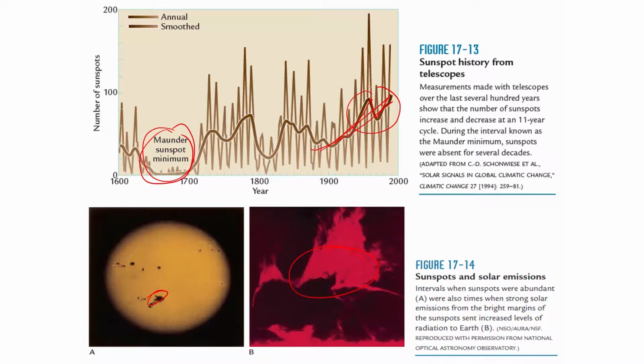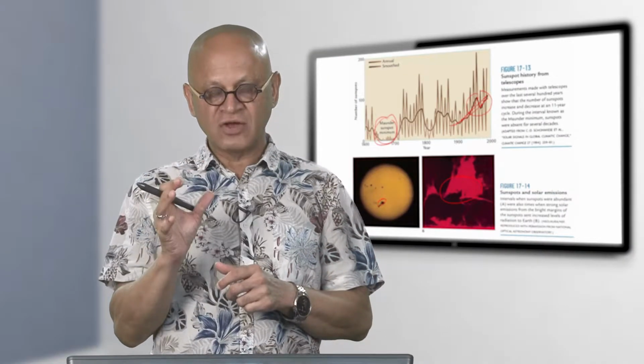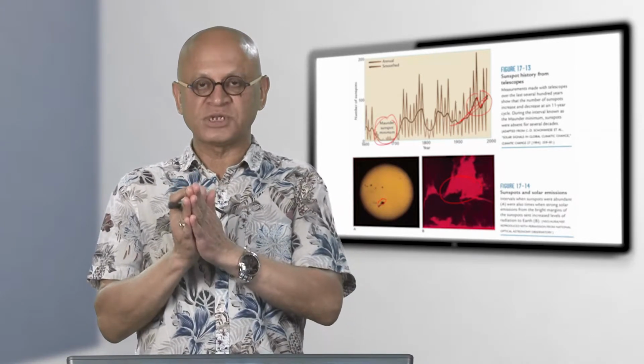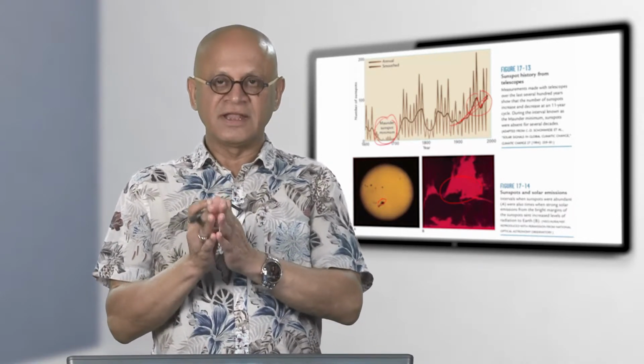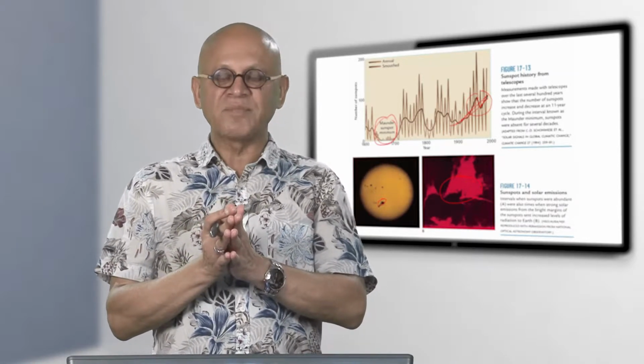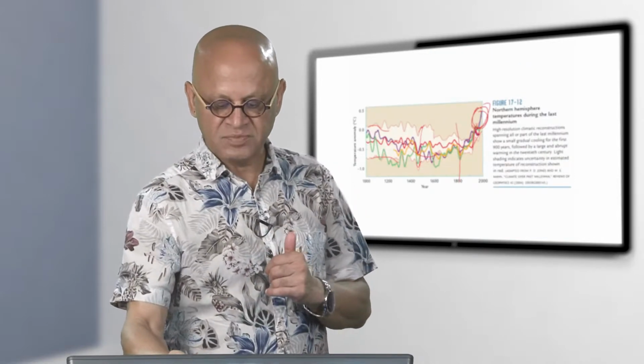But now I will show in the next chapter that satellite data is very good now and we can measure the radiation perturbation because of sunspot changes, solar variability, and that contribution is tiny. It is order 0.2 degrees compared to the 1 degree warming that we have seen during this period.